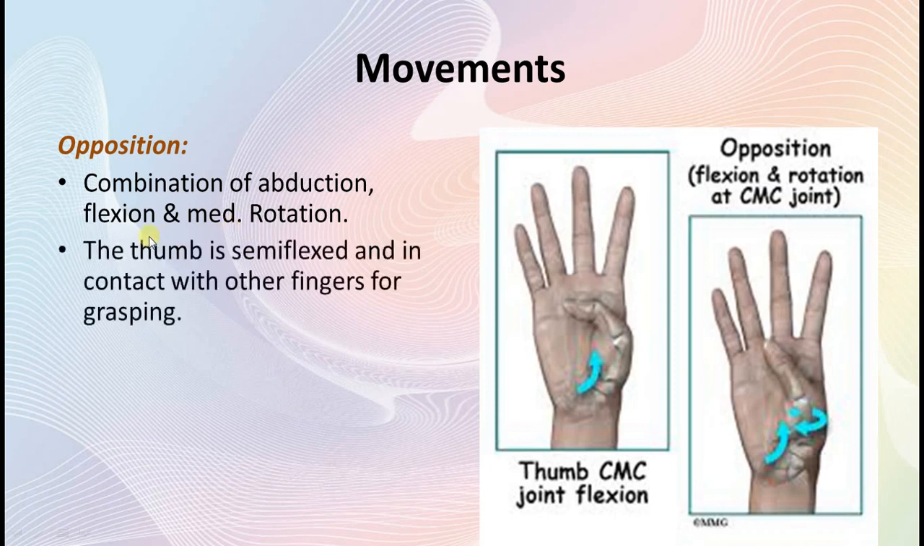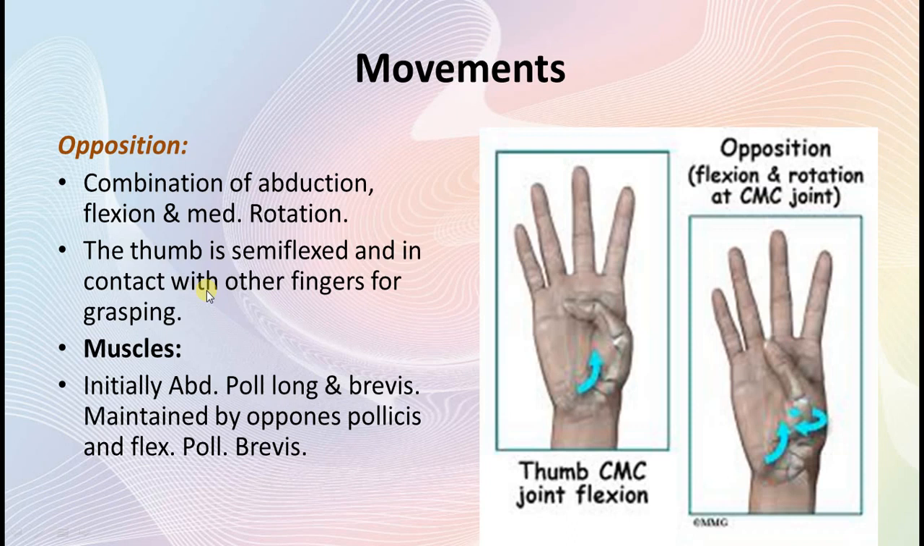So the thumb is mainly semi-flexed and in contact with the other fingers. So opposition movement is by flexion and medial rotation. Again, when more pressure is needed, flexor pollicis longus comes into action. This is mainly for grasping any object. The muscles which bring it about: initially abductor pollicis longus and brevis come into action. There is no opposition in an adducted thumb. If you try to keep your thumb adducted and try to oppose, it is not possible. Only in an abducted thumb can you perform the opposition movement.